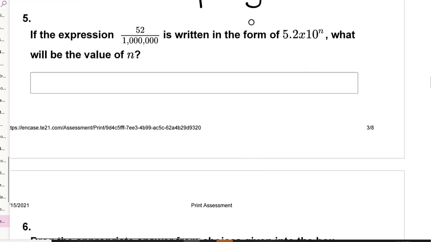For number 5, if the expression 52 millionths is written in the form of 5.2 times 10 to what power, what would be the value of n?